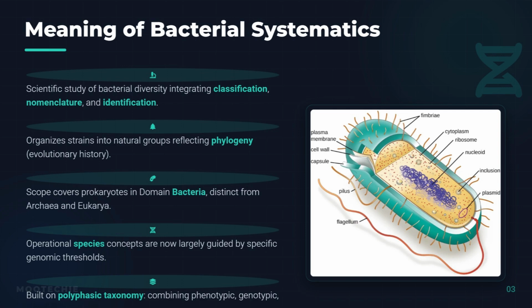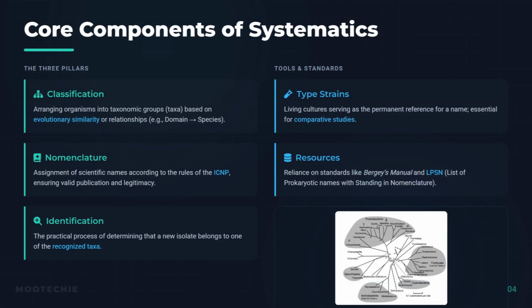Core components of systematics, the three pillars. Let's break down the three fundamental activities that make up bacterial systematics. First, classification. This is arranging organisms into taxonomic groups or taxa based on evolutionary similarity or relationships, for example, from domain down to species. Think of it as creating the family tree for bacteria, placing each organism in its proper branch.